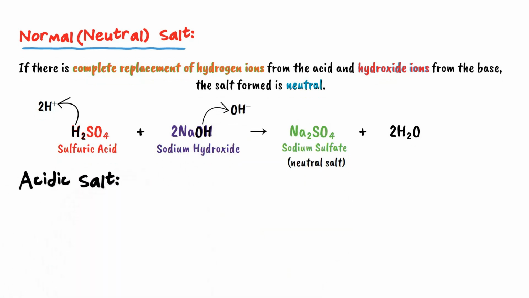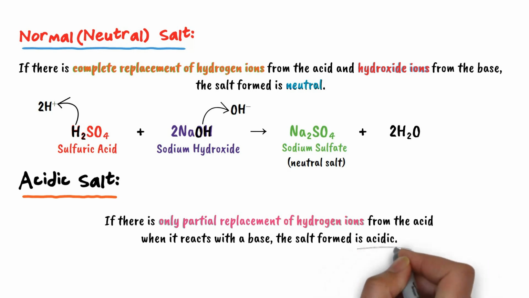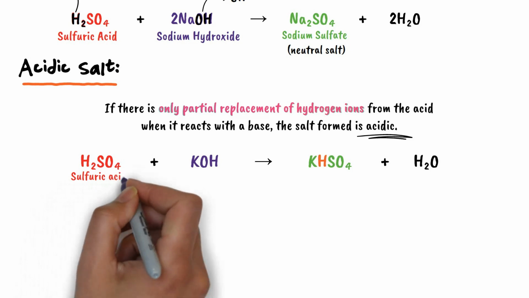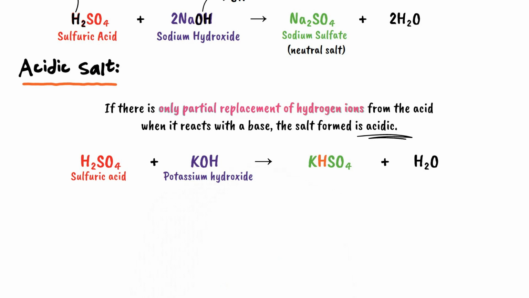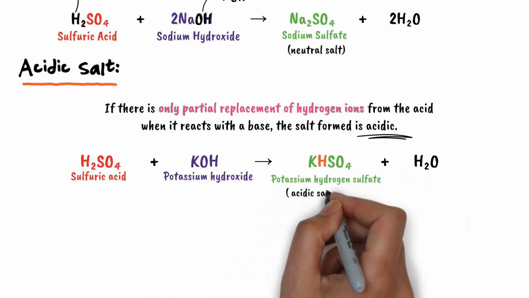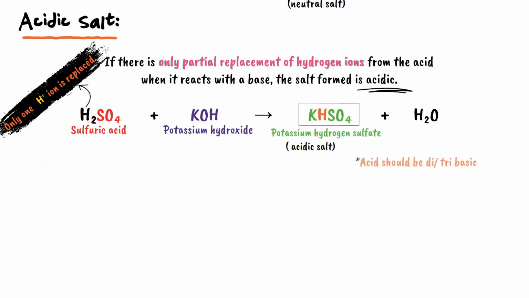Now, if in a reaction there is only partial replacement of hydrogen ions from the acid when it reacts with the base, the salt formed is acidic. For example, when sulfuric acid reacts with potassium hydroxide, it forms potassium hydrogen sulfate, which is an acidic salt, because only one hydrogen ion is replaced.